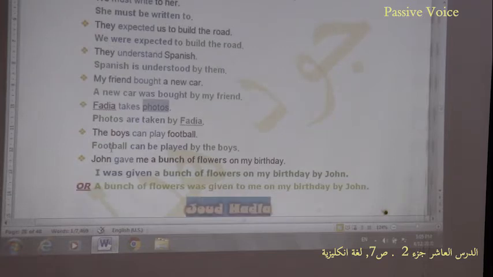Now the boys can play football. So football can. It is a modal verb. Football can, and the base form. It is always followed by the base form of verb to be. So football can be played by the boys.